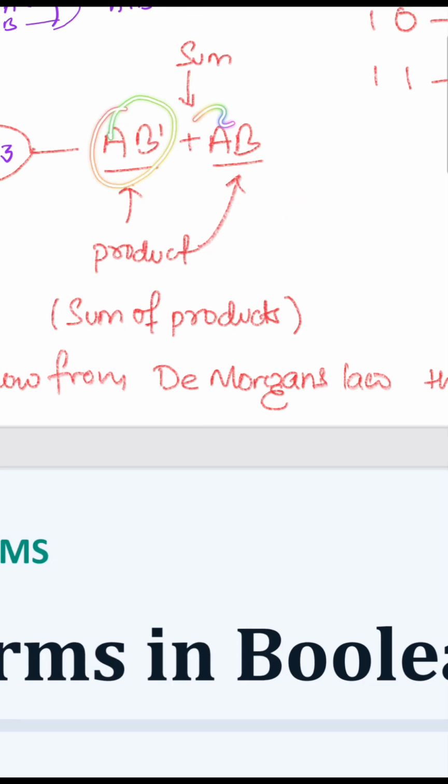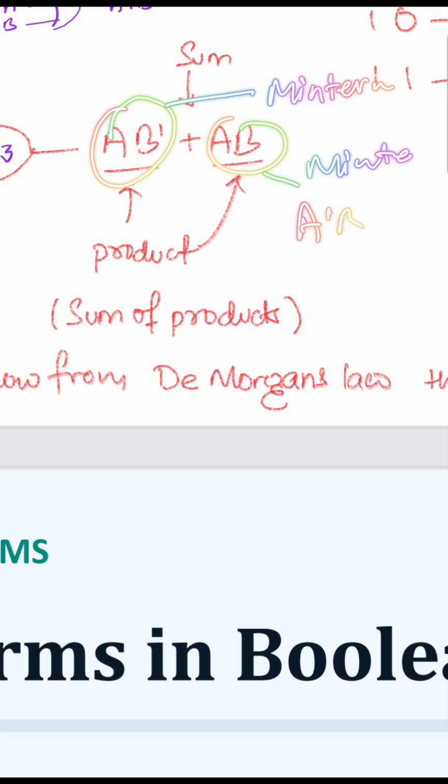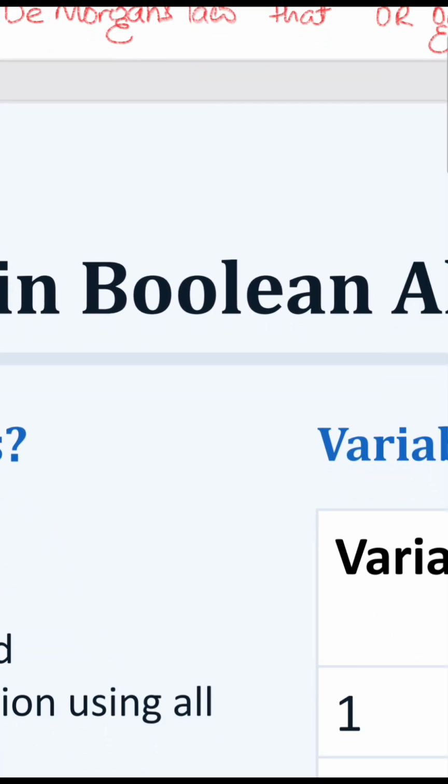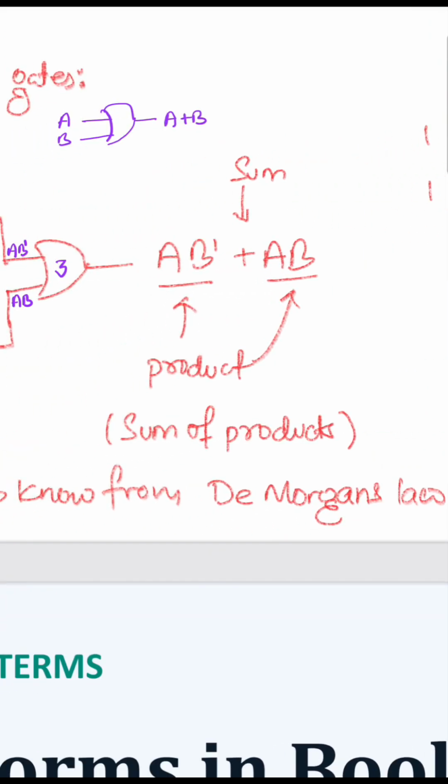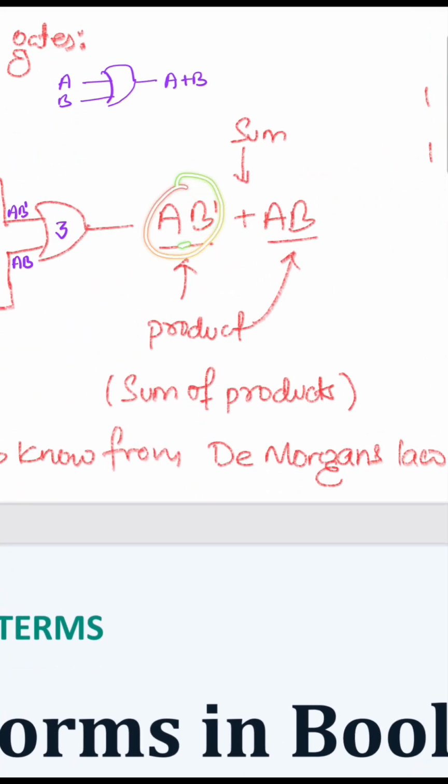This is a very important concept, and we will use this term many times in the future. AB bar is called a minterm. AB is also called a minterm. We can also write A bar B bar is also a minterm, and AB is also a minterm. Similarly, XYZ or XZY and Z complement, this kind of terms where there is only a product or AND gate, those are called minterms.